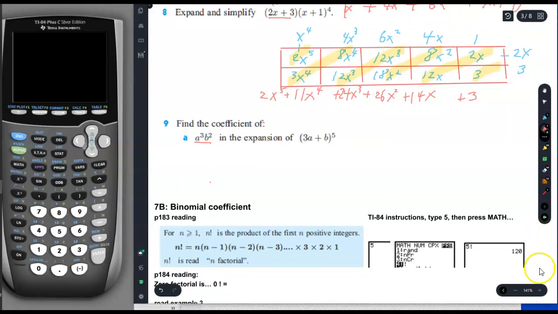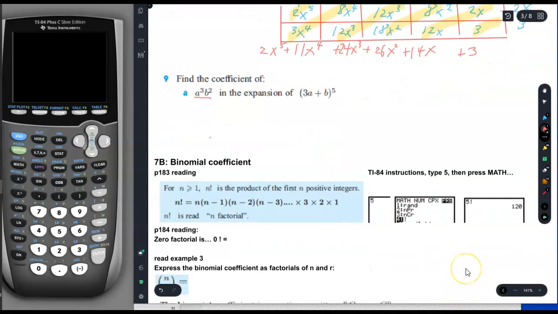So let's move on to number 9. Find the coefficient of a cubed b squared in the expansion of 3a plus b to the 5th. Now, there's a clever way to do this, which we're going to learn later, but for now we're just going to use brute force and expand the whole darn thing and see which one is a cubed b squared, okay?